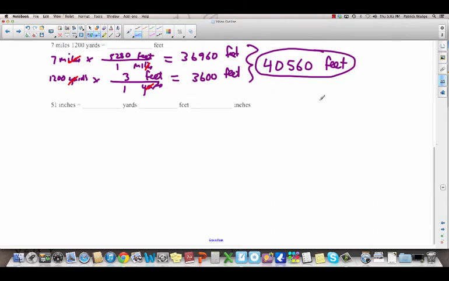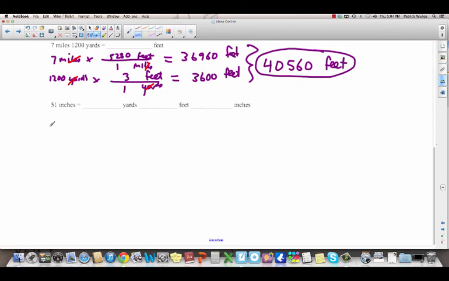Okay, last one. I don't think they have any like this in your book, which is strange. I know in the other textbooks they do, so I'll do one question like this. This question's asking you, change 51 inches into a certain amount of yards, a certain amount of feet, and a certain amount of inches. It's not asking you to switch 51 inches into yards, and then a second question, switch 51 inches into feet, and then a third question, switch 51 inches into inches. No, this is one question here. It's asking, change this into as many yards as you can, then the leftover into as many feet as you can, and then the leftover into as many inches as you can. Alright, sounds a little confusing.